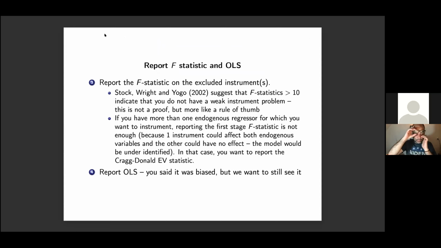So how big does that need to be? Let's go back to that. Bias of two-stage least squares equals bias of OLS times 1 over F plus 1, right? So how big should F be in practice? There isn't a good answer to that question.